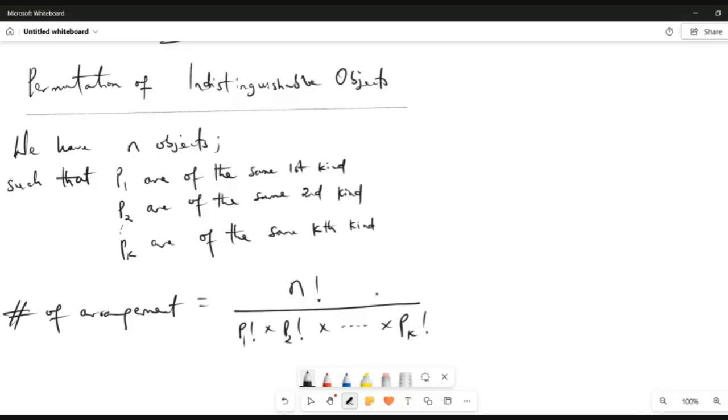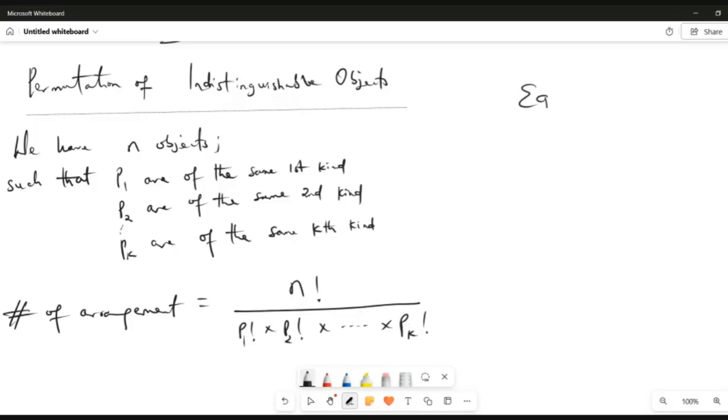Let me explain what's going on here. It looks abstract, but I will explain what it is. What you have is that we are trying to permutate n objects, of which P1 are of the same kind, P2 are also of the same kind, and PK are of another kind. All those that are of the same kind can be arranged within themselves in P1 factorial, P2 factorial, and so on. So you divide by the multiplication of the factorials of those that are of the same kind. You get to see that when there is repetition.